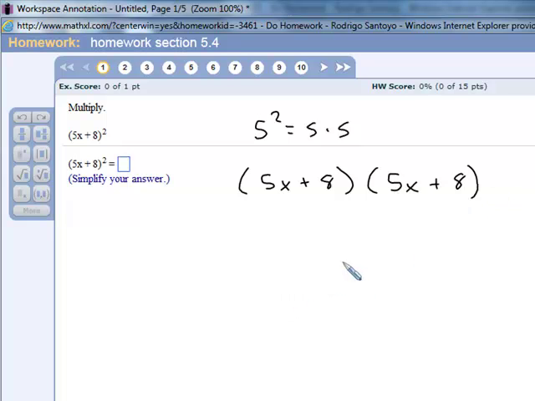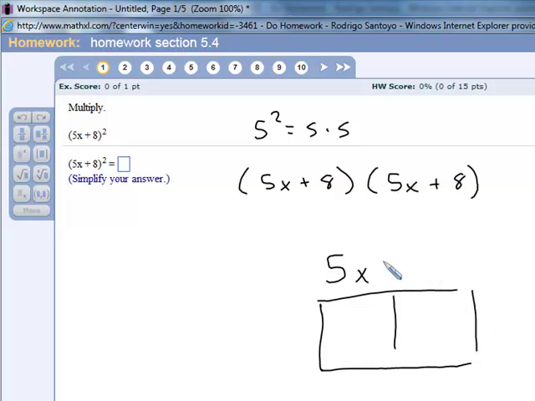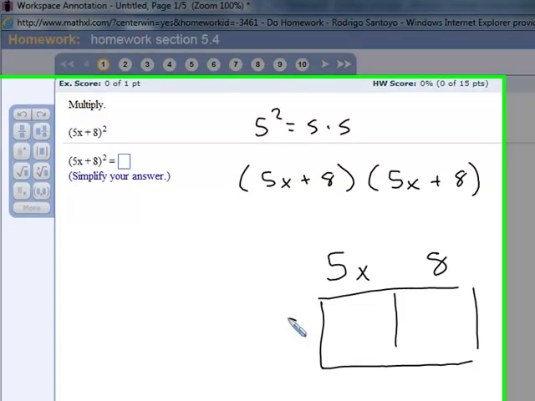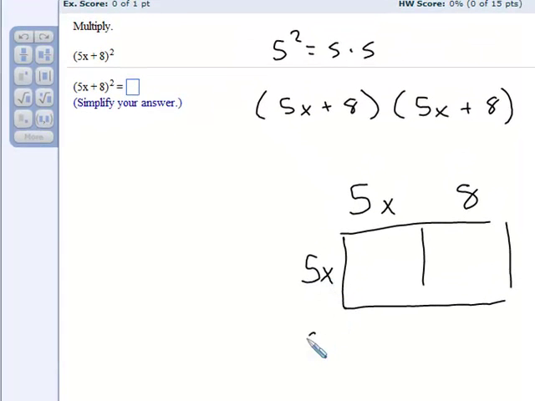Okay, so now you can do any method you want. The rectangular method I've always found to be pretty popular. So what we'll do is make a little rectangle out of this if we want. 5x is positive, the 8's positive. Here the 5x is positive and the 8's positive. And remember, these just come from here. 5x plus 8, 5x, 8. 5x positive, 8 positive.